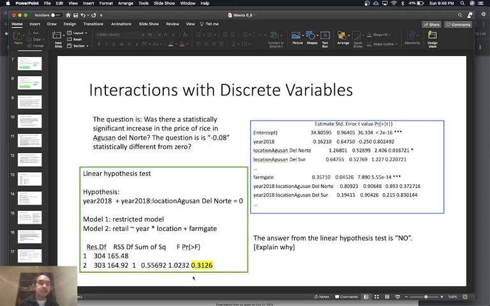And this p-value is larger than 0.05. So we accept the null hypothesis here. That for Agusan del Norte specifically, there is no change in the price of rice. Okay, because we cannot reject the hypothesis here that the sum is equal to 0.